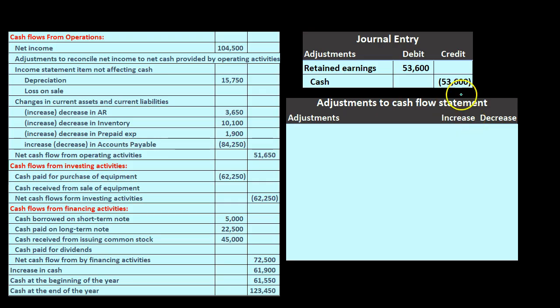So what does that do? If we think about that journal entry, what are we going to do to our cash flow statement? Well, on the cash flow statement, net income is going to be affected here because of this retained earnings. Why? Because remember when we made this net income, what is it from? It's from the difference in our worksheet between the retained earnings.